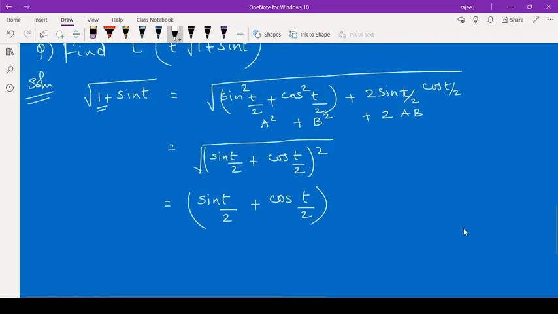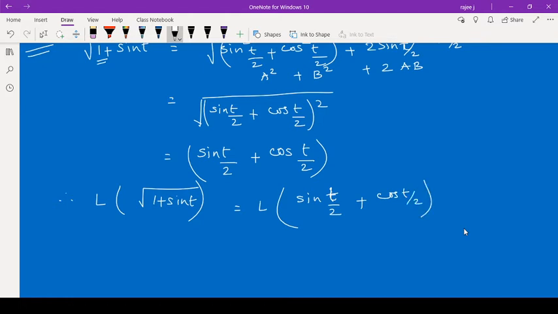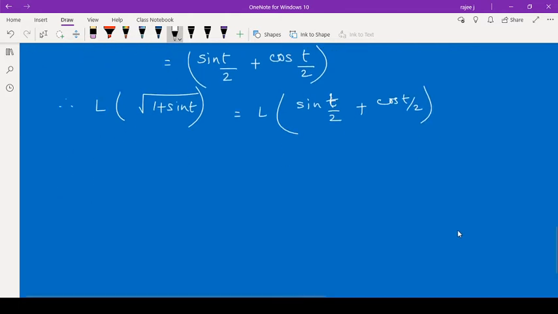Therefore now we have to find L of t into the square root of 1 plus sine t. We need to get this one. So first of all, we will find the Laplace transform of the square root of 1 plus sine t. That means that's equal to L of sine t by 2 plus cos t by 2. So that is equal to L of sine t by 2 plus L of cos t by 2.